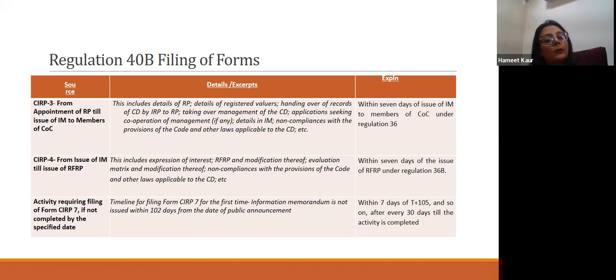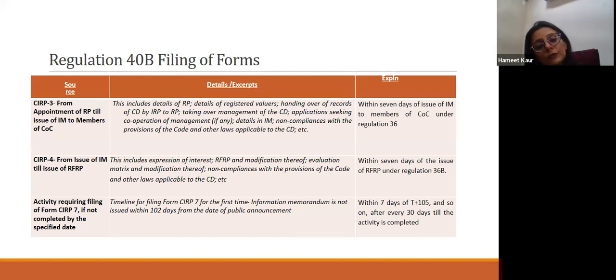Form 4 is for the period from issue of IM till the issue of RFRP. This includes expression of interest, RFRP and any modification thereof, evaluation matrix and modification thereof, non-compliances with the provisions of the code and other laws applicable to CD, etc. This has to be done within 7 days of issue of RFRP. Form 7 is, again, something we have covered already.